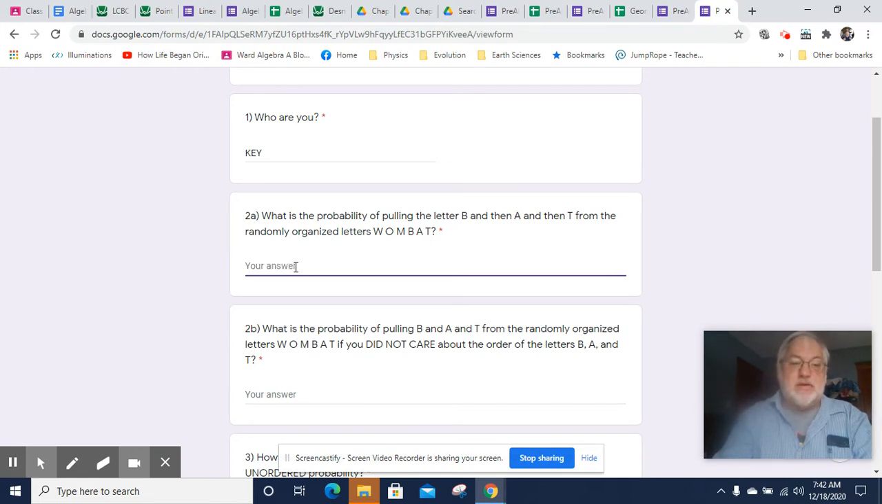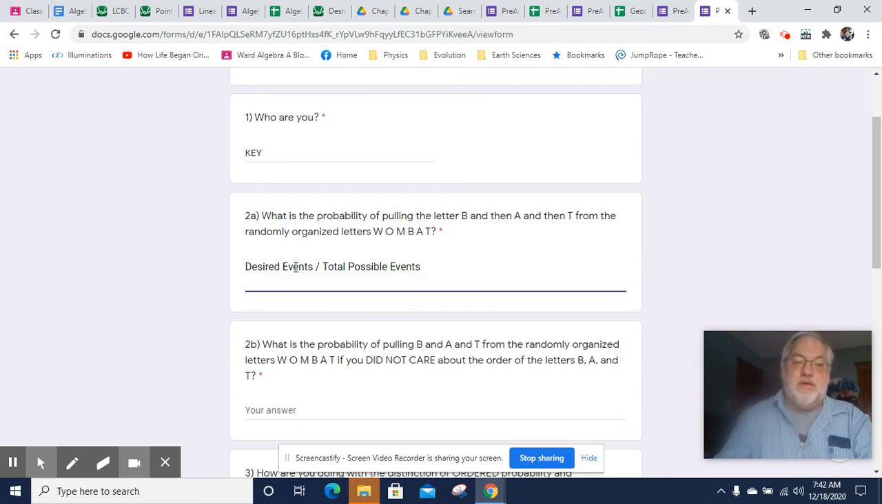Remember, probability is desired outcomes or events divided by total possible events. The total possible events is the easier one. Actually, desired events is the easiest one because there's only one way that you can get B and then A and then T out of these letters.